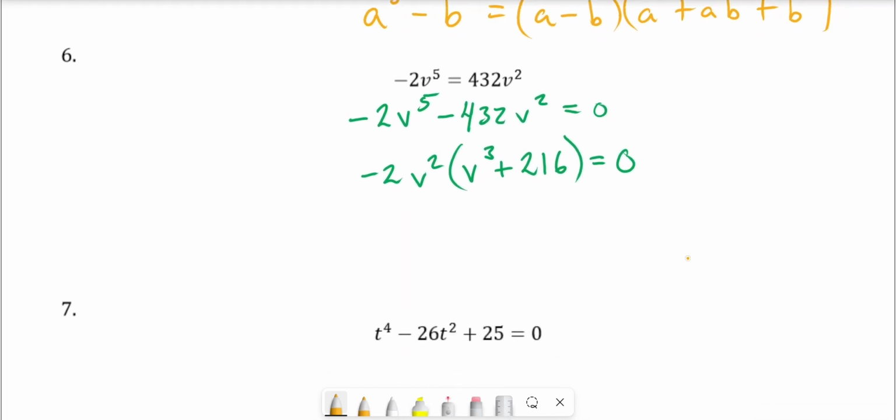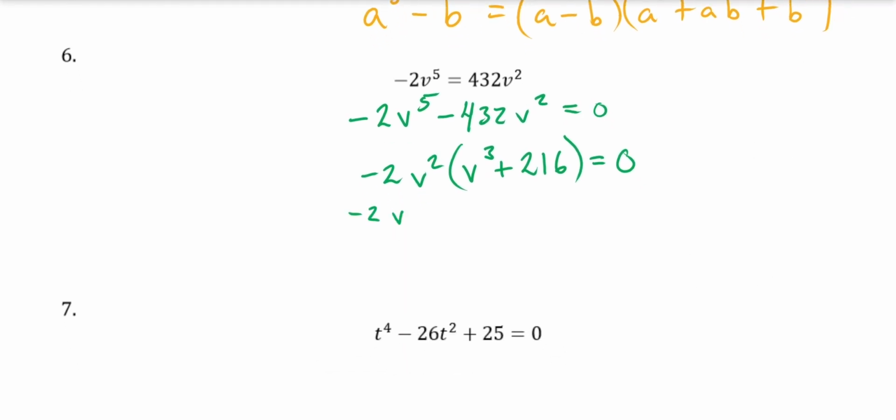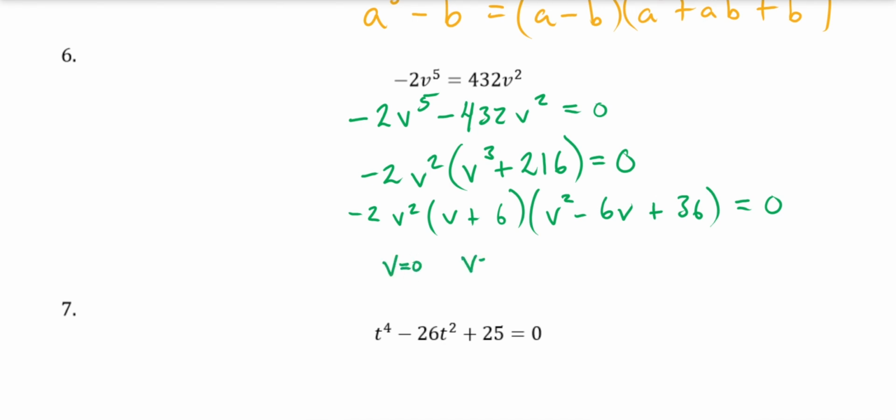Let's push this all the way home. So we have minus 2v squared, then the sum of cubes with v cubed and 6 cubed, so this is v plus 6 times v squared minus 6v plus 36, all set equal to 0. Now these two factors give, of course, v equals 0 and v equals minus 6 for the roots. But this one is going to require the quadratic formula.